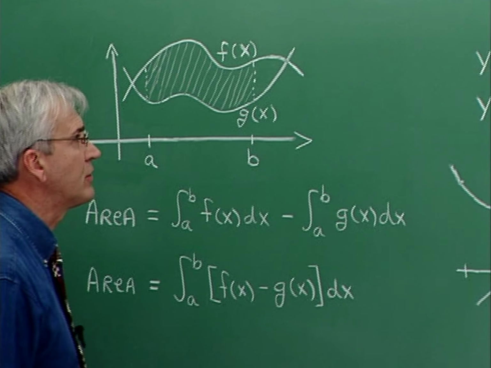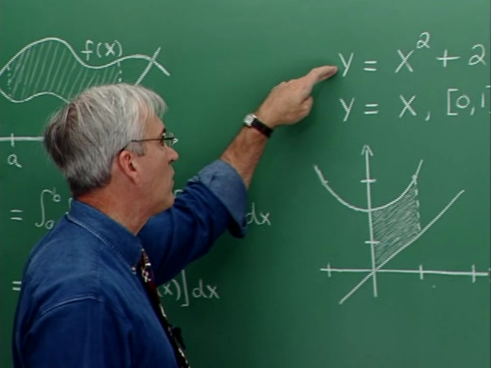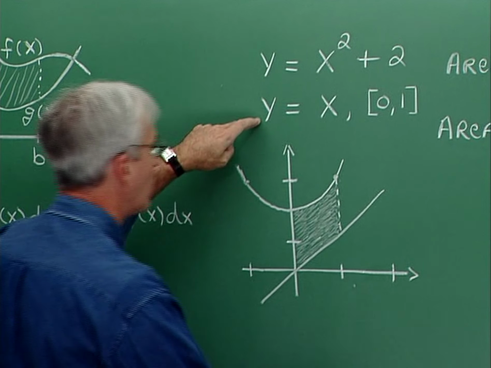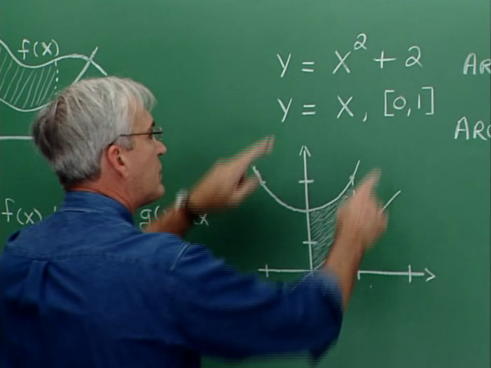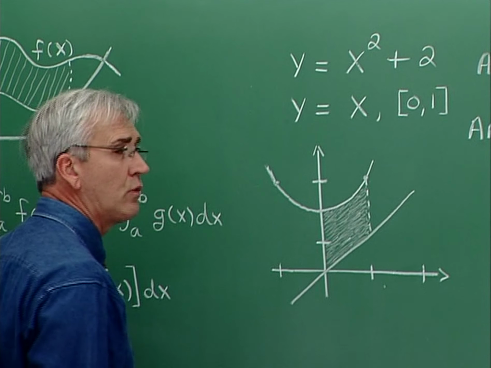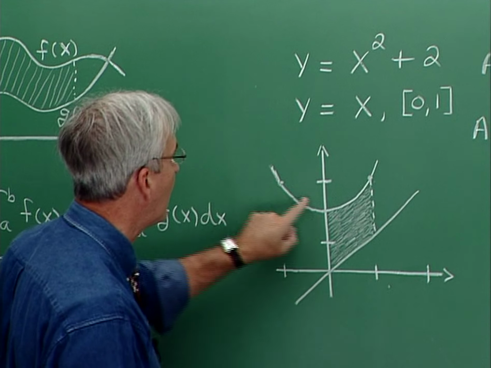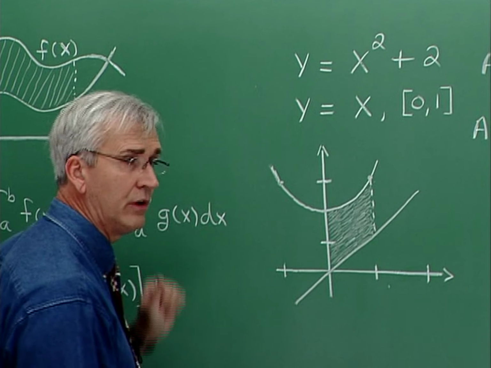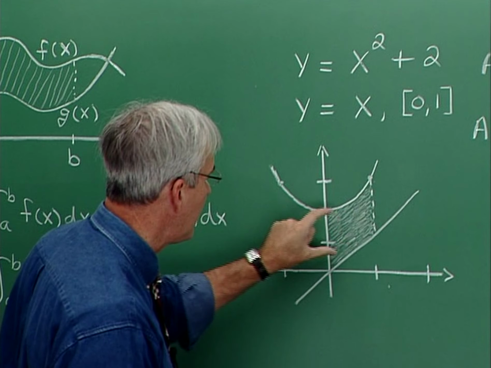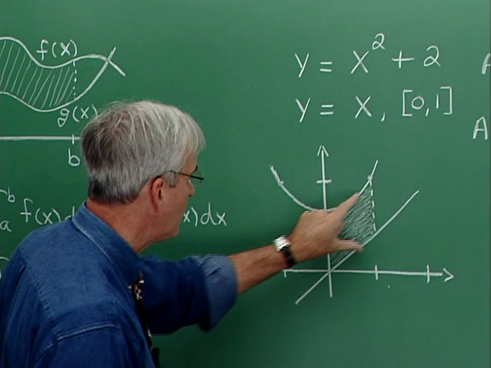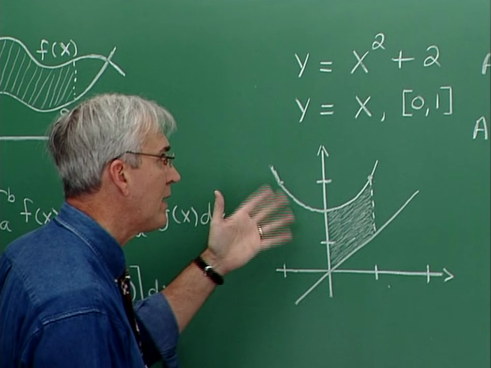Let's take an example or two. Suppose we have y equals x squared plus 2 and y equals x, and we're talking about the interval from 0 to 1. We want the area between the two graphs. Well, here's the graph of y equals x, and here's the graph of x squared plus 2, and the area between them within the interval from 0 to 1 would be this little area. All right, so we go through the process.